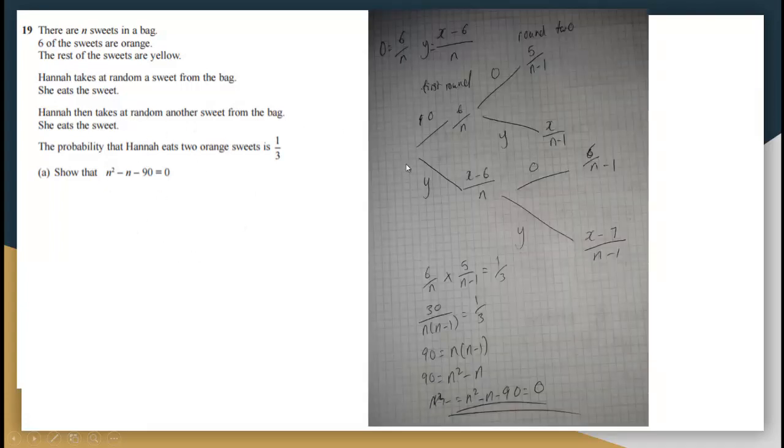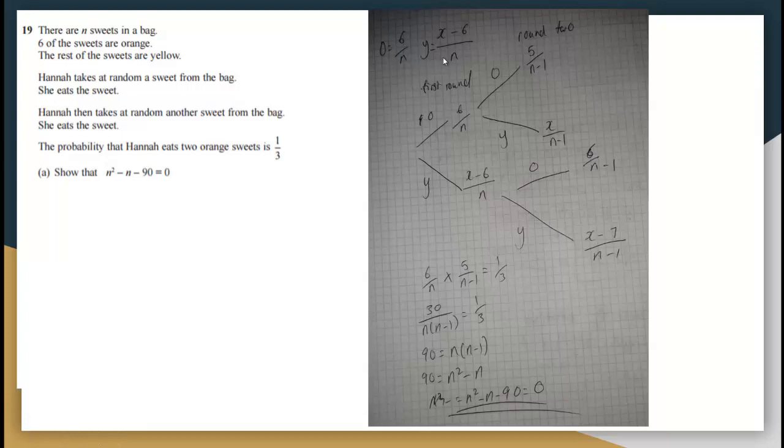Okay guys, so there are n sweets in a bag, 6 of the sweets are orange, the rest of the sweets are yellow. Hannah takes a sweet at random from the bag, she eats the sweet. Hannah then takes at random another sweet from the bag, she eats the sweet. The probability that Hannah eats 2 orange sweets is 1/3. Show that n squared minus n minus 90 equals 0. So this is a typical 8 to 9 question that many people struggled with.